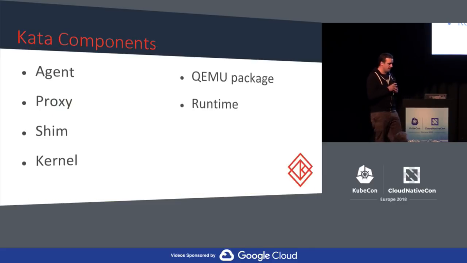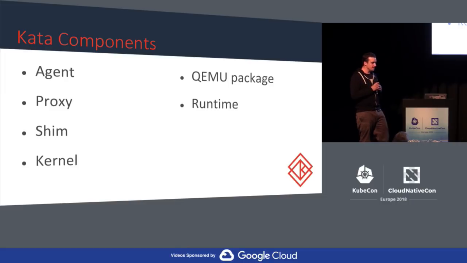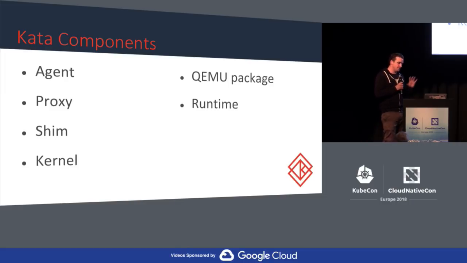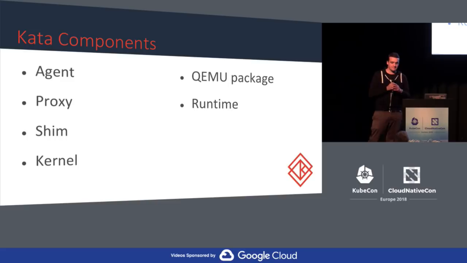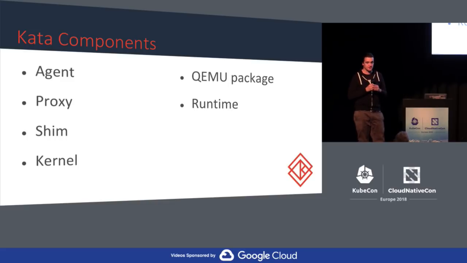OK, components. I'm going to go through a few of the components that make the Kata container project. So we have a few of them running on the host, and we have a few of them running on the guest. Again, your container is going to run in a virtual machine. The most interesting one on the guest is the agent. So it's basically the component that's going to run your container lifecycle inside the virtual machine.